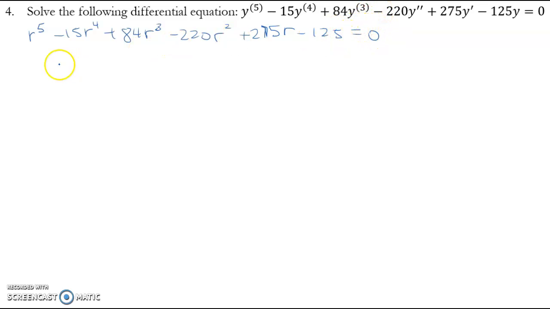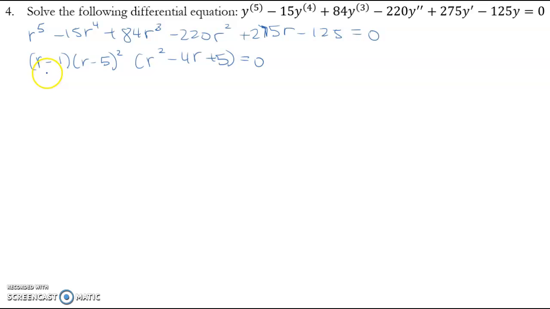So this, after we factor, and again, I would graph this just to see where the asymptotes are to help me with the factoring process. But after factoring this out, it looks like R minus 1, R minus 5 squared, and R squared minus 4R plus 5 equals to 0. So this one has a good mix of, I guess, all type of possible solutions.